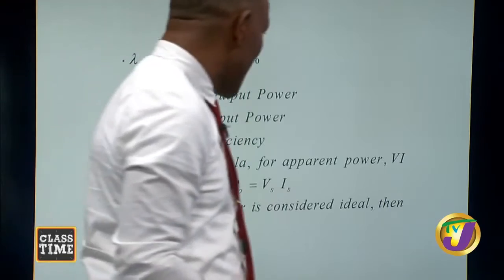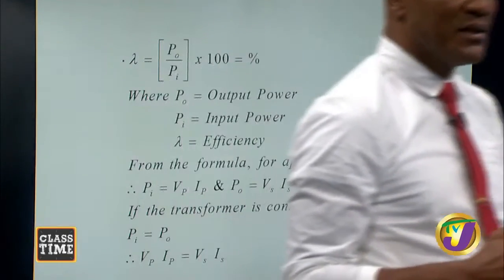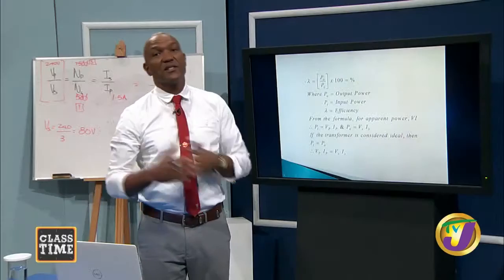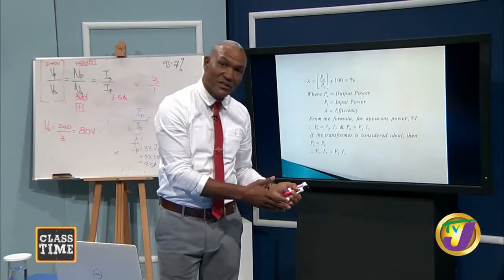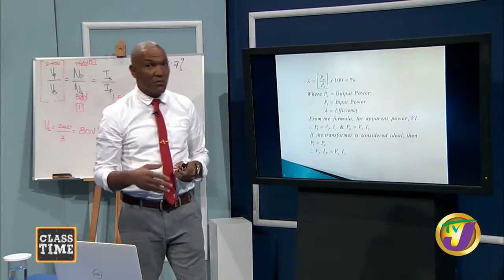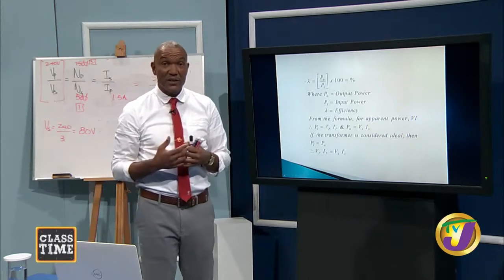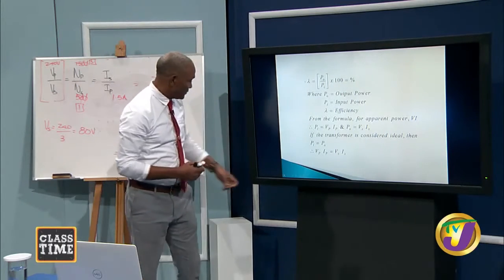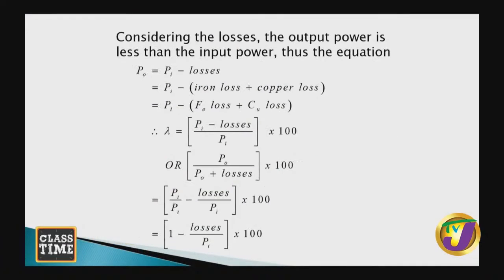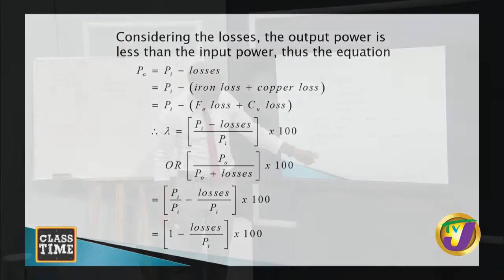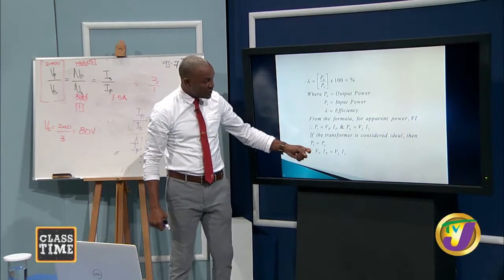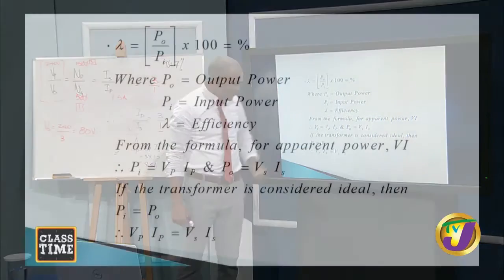It says if a transformer is considered ideal, then the input power is the same as your output power. So anything that you get in is the same thing that you get out. But bear in mind, again, students, we say that's ideal theoretically. Practically, you will not have that. So therefore, power in, VP multiplied by IP, would equal VS multiplied by IS.